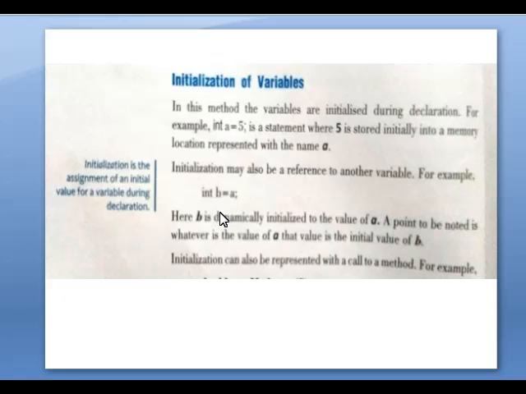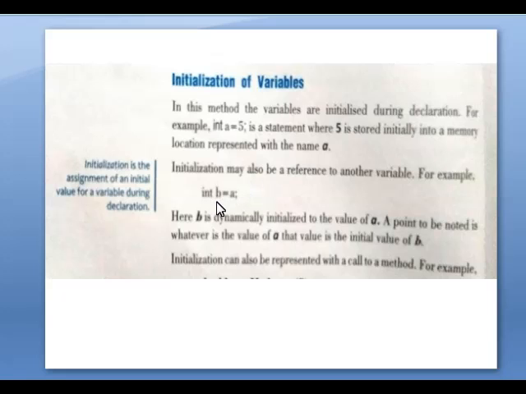For example, int b equal to a. So the value stored in a will be stored in b. We are not directly giving the value of b as 5. So here b is dynamically initialized to the value of a. Here it is not direct initialization, it is dynamic initialization. A point to be noted is the value of a determines the type of the initial value of b.